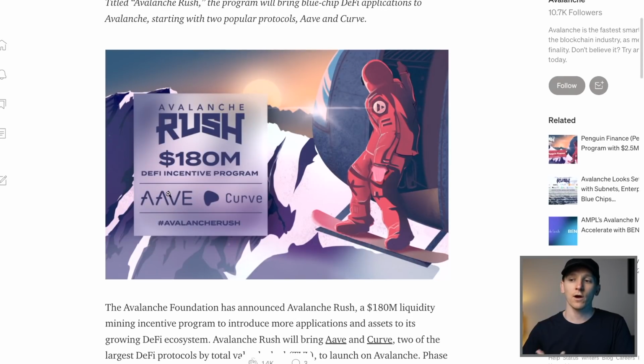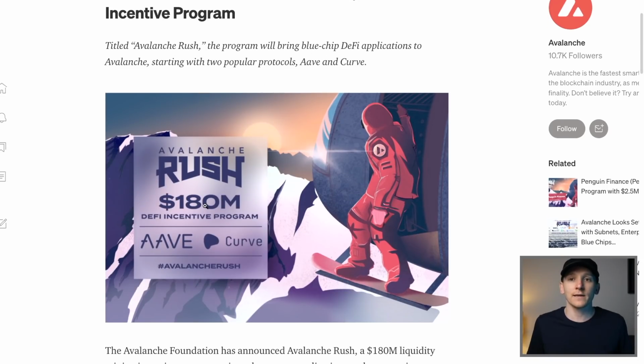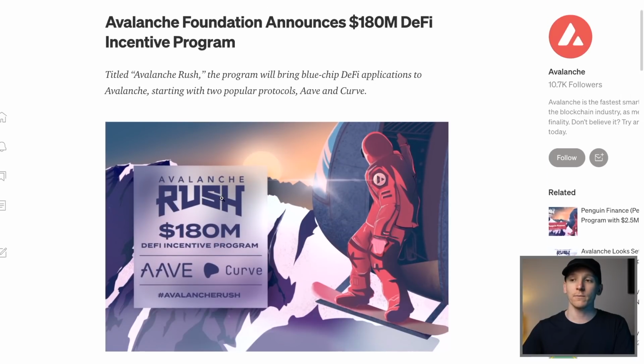You can see they were using Aave and Curve, two of the biggest applications out there for lending. And so really, this 180 million was basically easy money, right? If you were doing this anyway, lending out maybe USDC or USDT or your Ethereum or anything like that, you can obviously bridge it over to Avalanche and start earning extra yields for nothing, right, with this $180 million program.